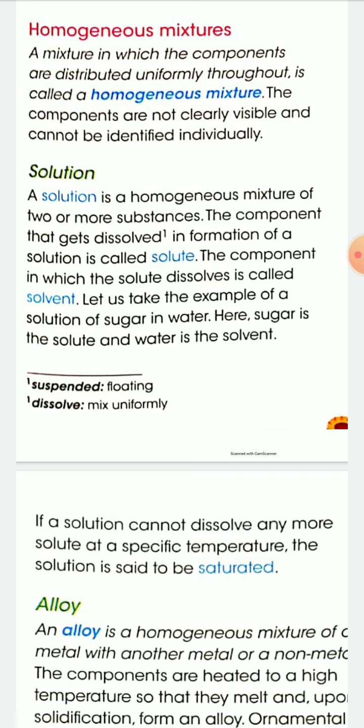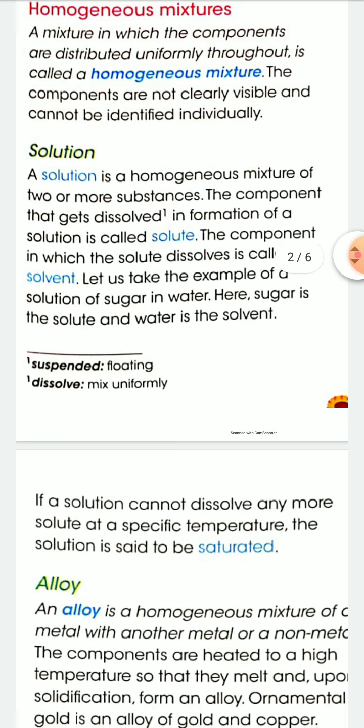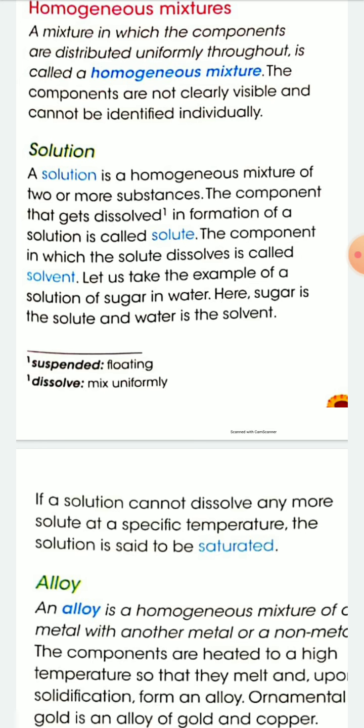The component that gets dissolved in formation of a solution is called solute, and the component in which the solute dissolves is called solvent. For example, in salt water, salt is dissolved in water, so salt is solute and water is solvent. Similarly, in sugar water solution, sugar acts as solute and water is solvent. So a solution is a homogeneous mixture of two or more substances, the component that gets dissolved is called solute, and the component in which the solute dissolves is called solvent.